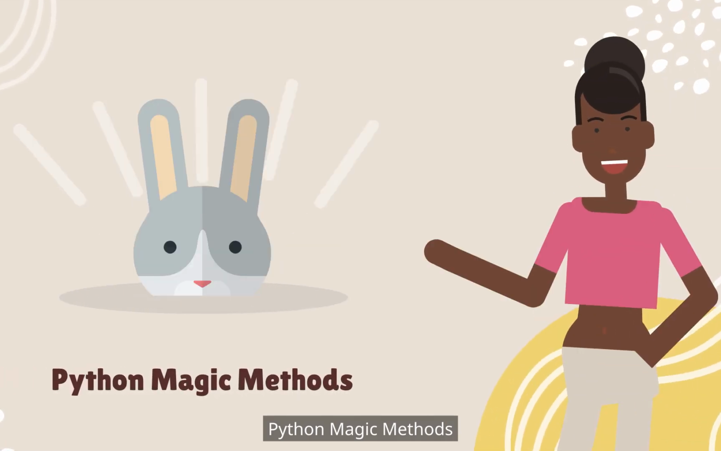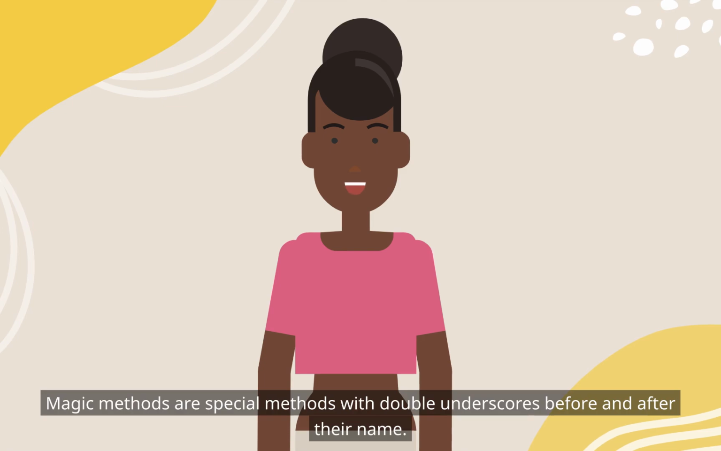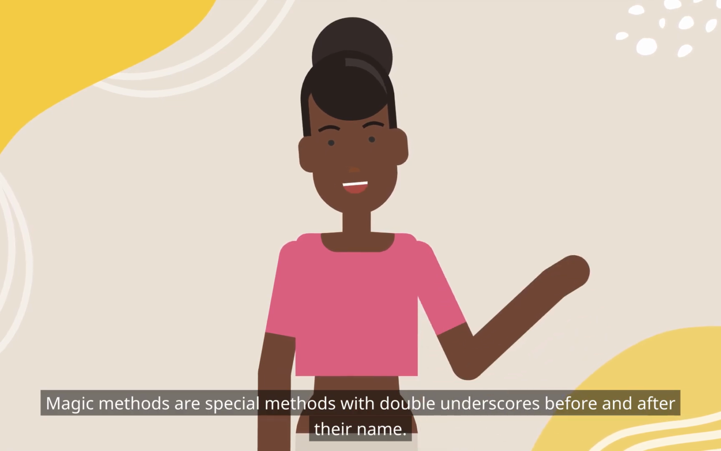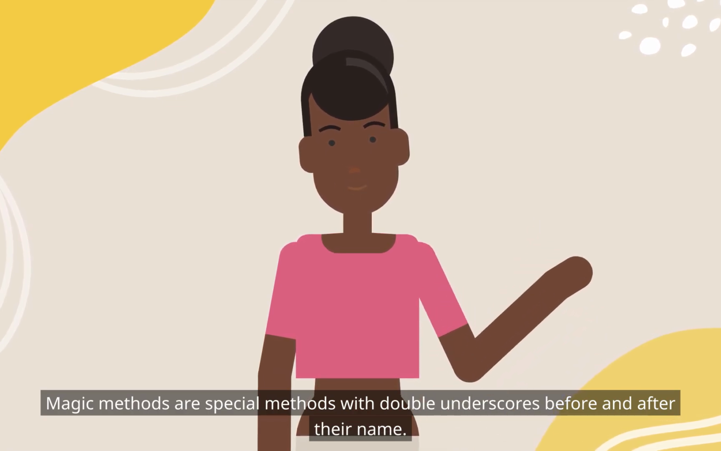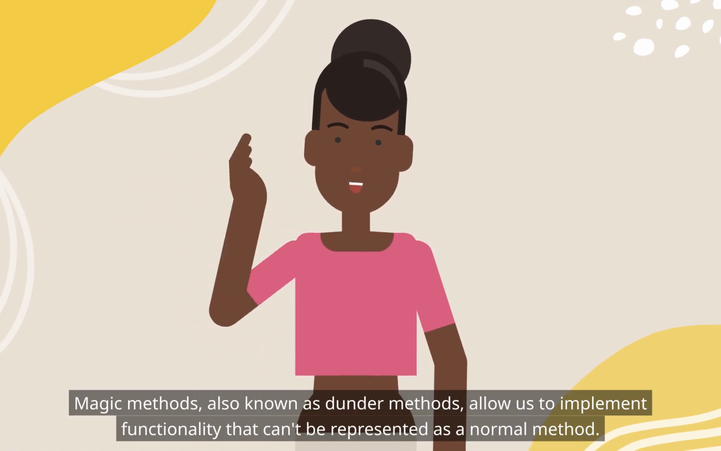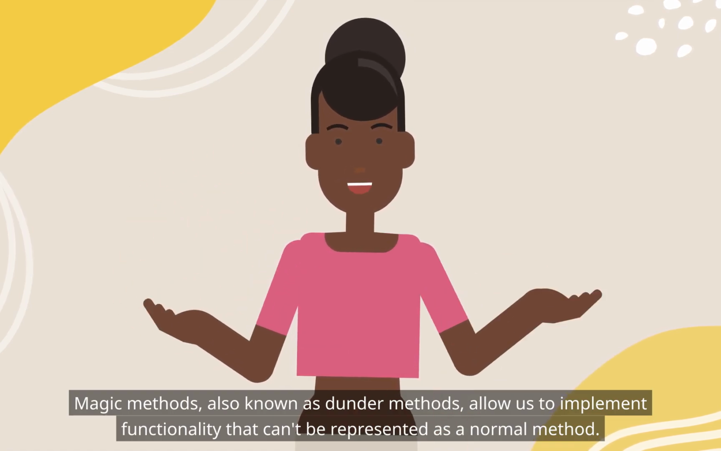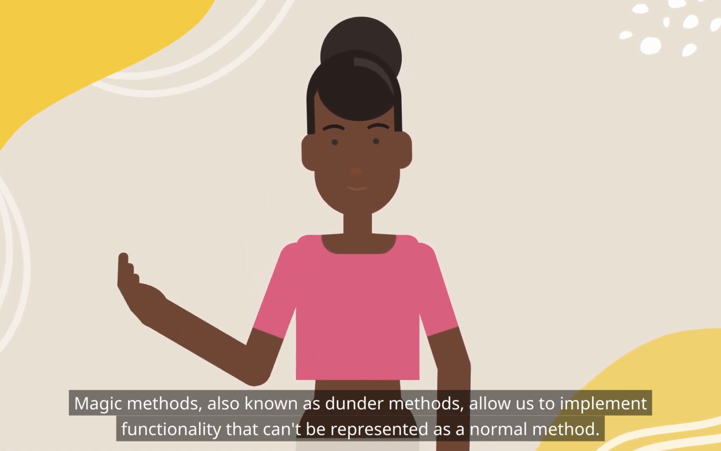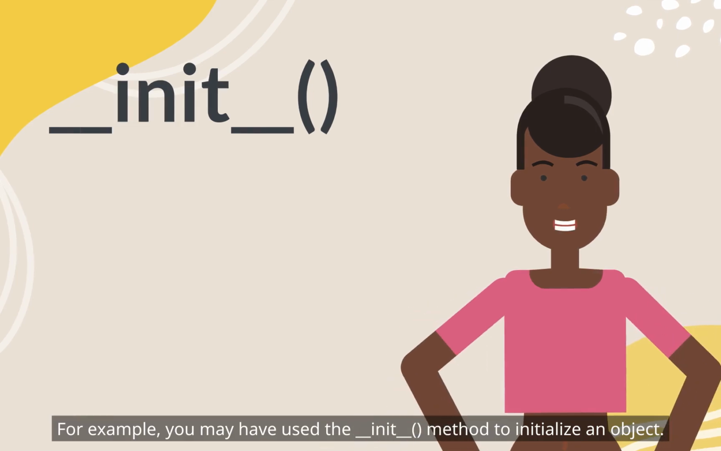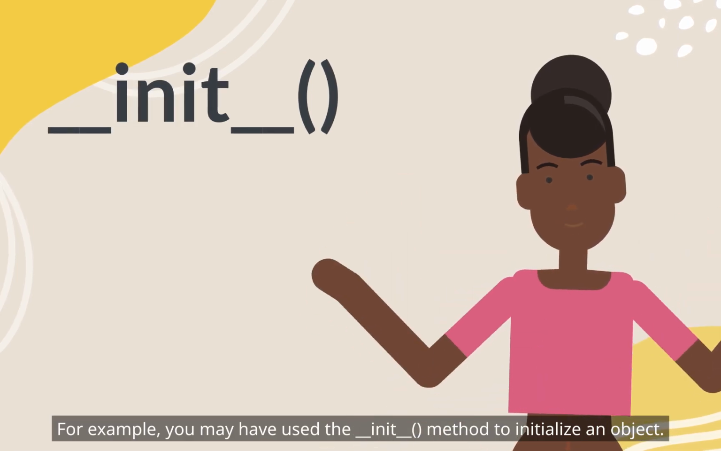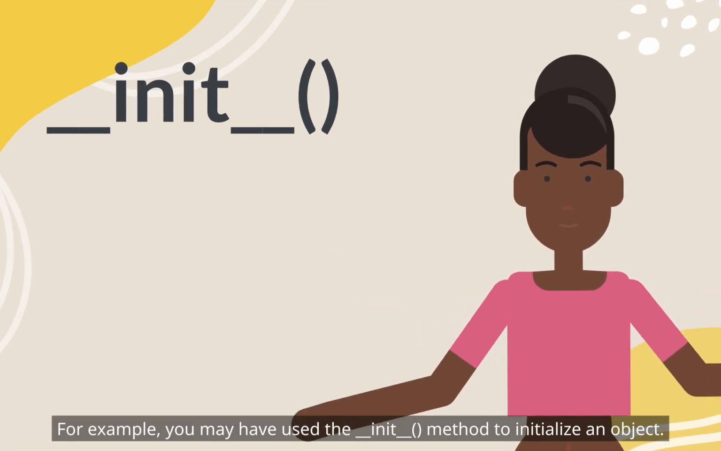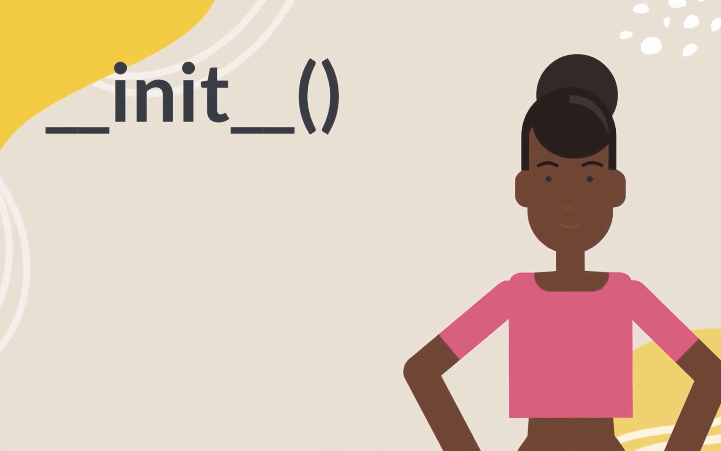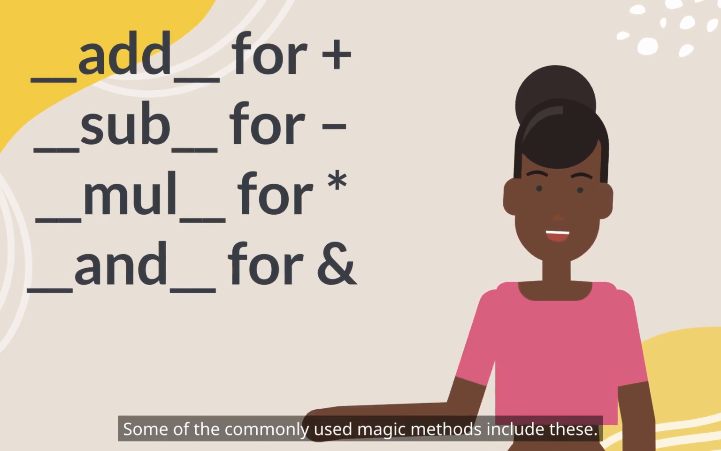Python magic methods. Magic methods are special methods with double underscores before and after their name. Magic methods, also known as dunder methods, allow us to implement functionality that can't be represented as a normal method. For example, you may have used the __init__ method to initialize an object. Some of the commonly used magic methods include these.